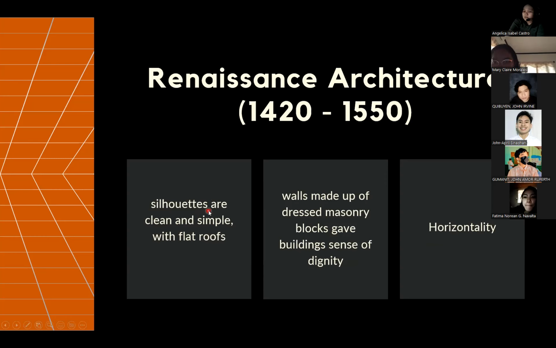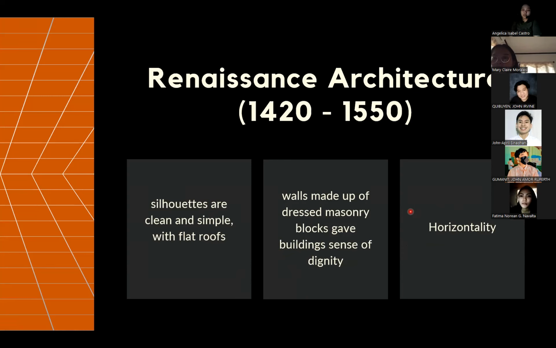So the silhouettes are simple, clean, and with flat roofs. Walls are made up of dressed masonry blocks. See, that gave the buildings a sense of dignity. I was ahead of the slide, and they gave more importance to the horizontality of the building.